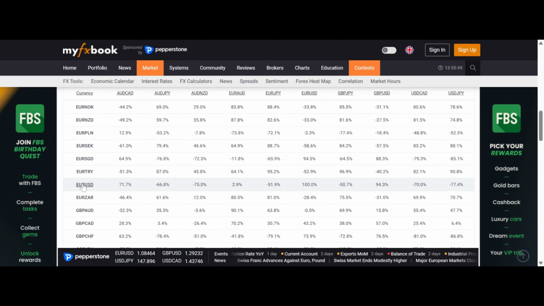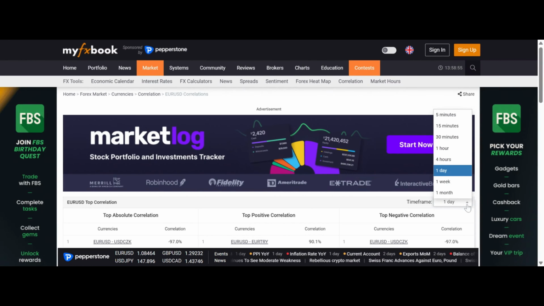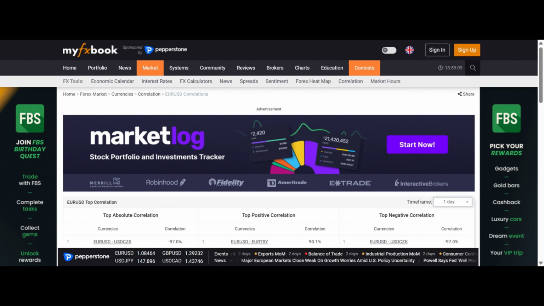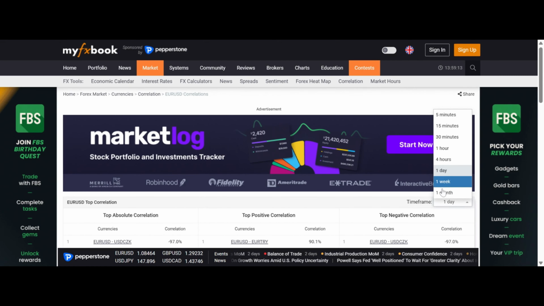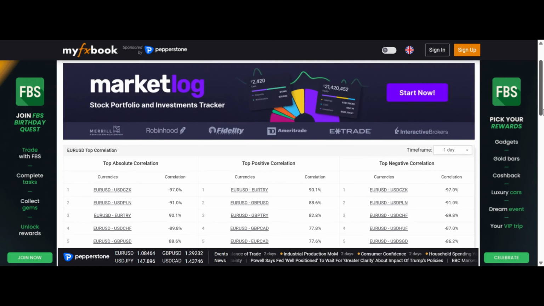So let's click on Euro USD. You can see here time frame. You can change it. For example, if you're a day trader, you can change it to maybe 4 hours, or you can use a daily time frame. Or if you're a scalper, you can look for 30 minutes, 15 minutes, and make use of that. So for me, I'm going with the daily time frame. For swing trading, you can make use of daily time frame or weekly and monthly. It depends on you. So for me, I just make use of the daily time frame.